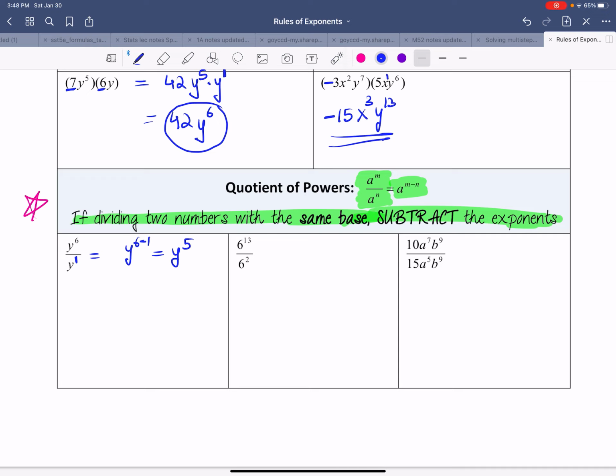If you really want to see it in the expanded form, y to the 6th means y times y times y times y times y. I guess I got 6 y's now, yeah?